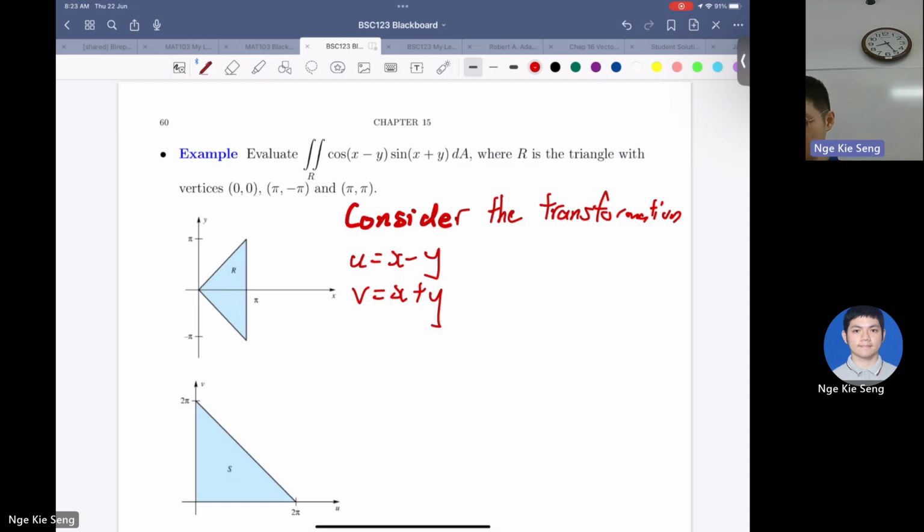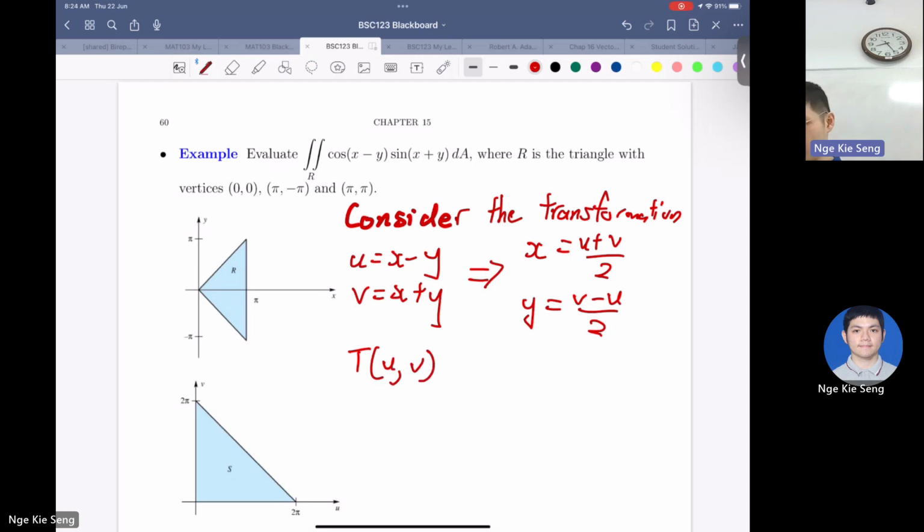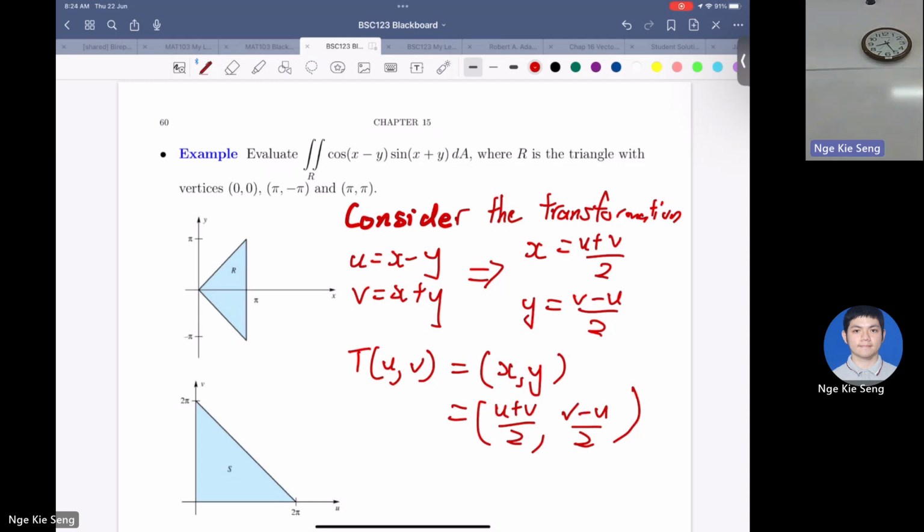So if I make this change, what does this mean? My old variable x will be u plus v over 2, and y will be v minus u over 2. So we do this variable change from dx dy to du dv. Just now we said this is our transformation from new variable to old variable, so x, y becomes u plus v over 2 and v minus u over 2. You need to solve it. If you haven't worked it out, you can test it first.